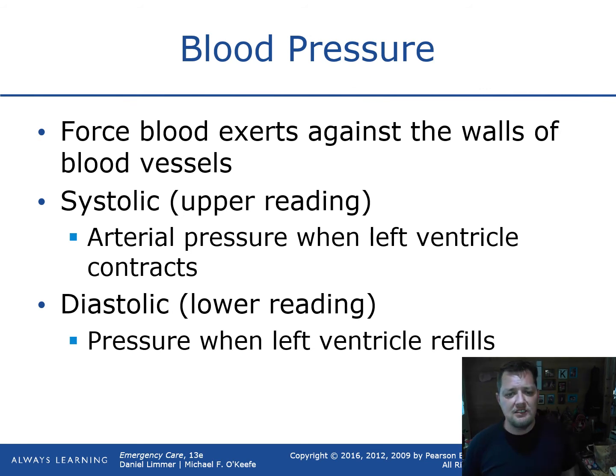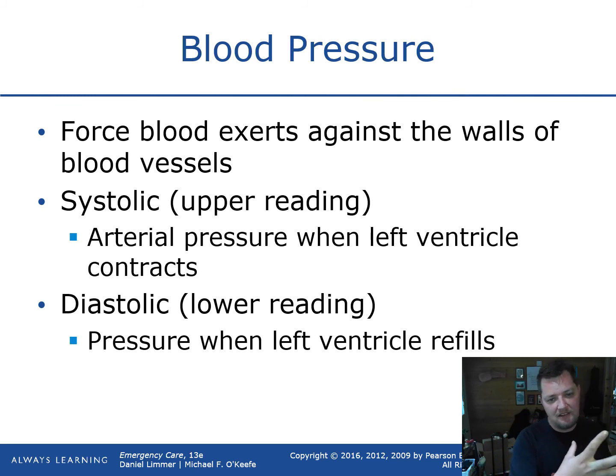So blood pressure is the force of blood exerted against the walls of the blood vessels. Systolic is your upper reading, which is an arterial pressure when the left ventricle contracts and pushes that blood out. The diastolic, or the lower reading, is the pressure when that ventricle relaxes and it allows blood to fill from the left atrium. Okay, all of that oxygenated blood that came from the lungs into the left atrium is now into the left ventricle, and it's relaxed, it's getting there, and then it forces that blood out.